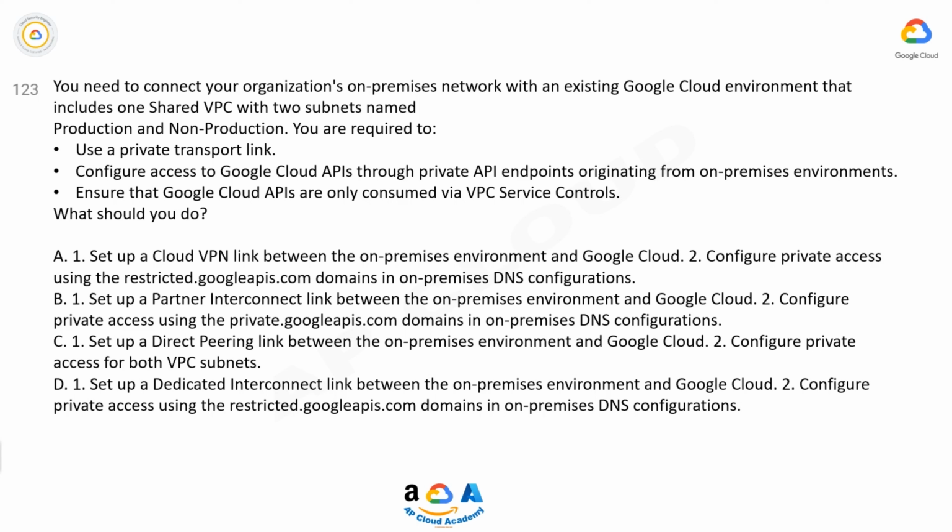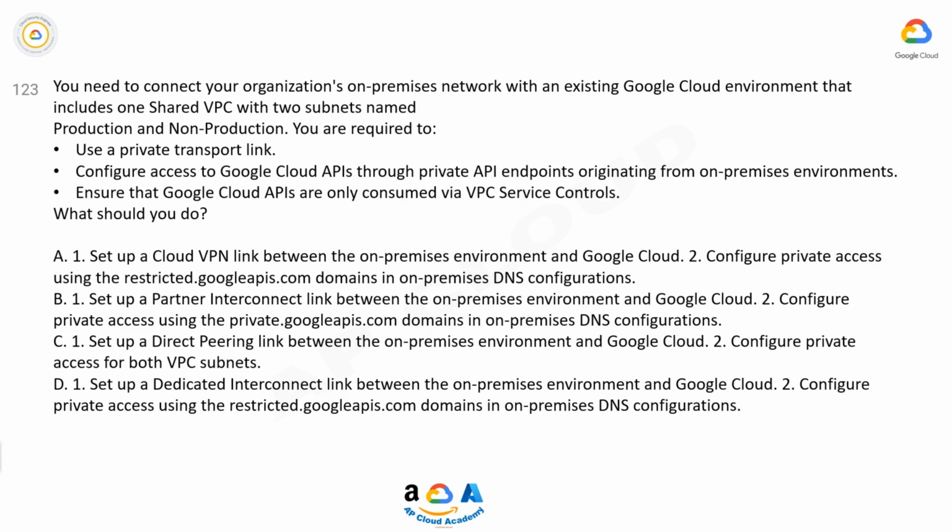A. 1. Set up a Cloud VPN link between the on-premises environment and Google Cloud. 2. Configure private access using the restricted.googleapis.com domains in on-premises DNS configurations. B. 1. Set up a Partner Interconnect link between the on-premises environment and Google Cloud. 2. Configure private access using the private.googleapis.com domains in on-premises DNS configurations.